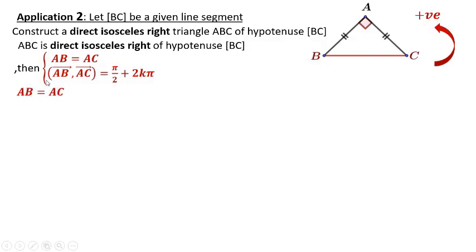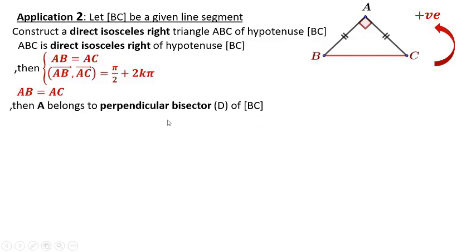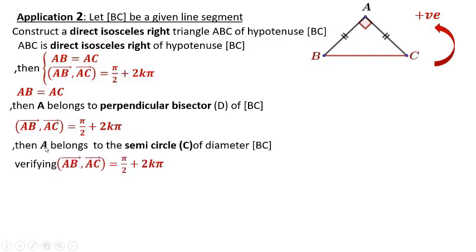Now, based on the main point that AB equals AC, in this case A belongs to the perpendicular bisector D of BC. Now, based on the point that the measure of the angle is pi over 2 plus 2k pi, A belongs to the semicircle C of diameter BC. In this case, don't say A belongs to the circle C. I will explain it in a video verifying this angle. And now, how do we draw a conclusion?